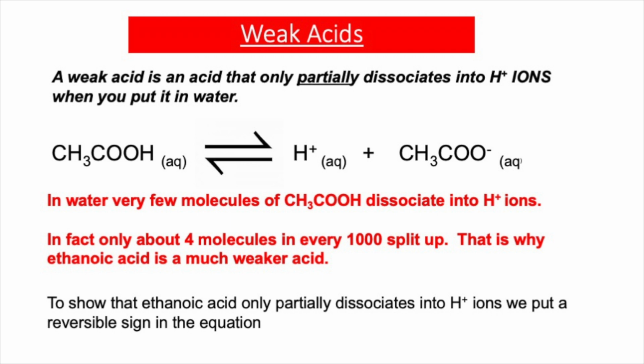The fact that these H+ ions and ethanoate ions can recombine and form ethanoic acid means that if we look at 1,000 ethanoic acid molecules, only about 4 would be split up into H+ ions at any one time. That's because the others are just rejoining and forming ethanoic acid. So for every 1,000 ethanoic acid molecules, we only have about 4 H+ ions. So there are much fewer H+ ions being produced for a weak acid.